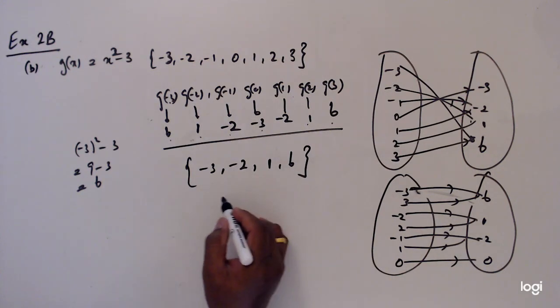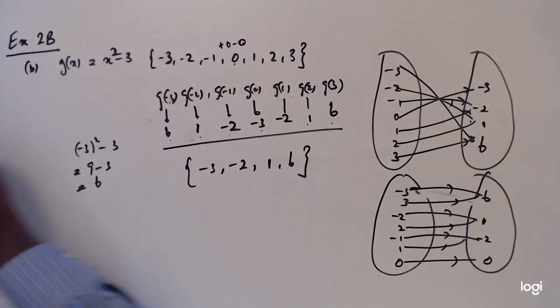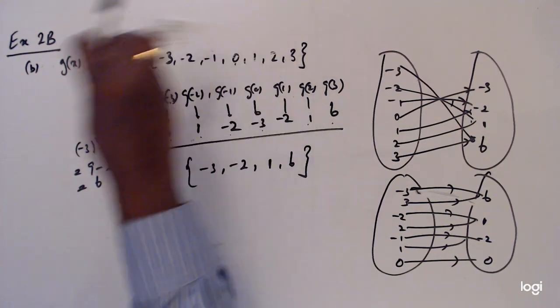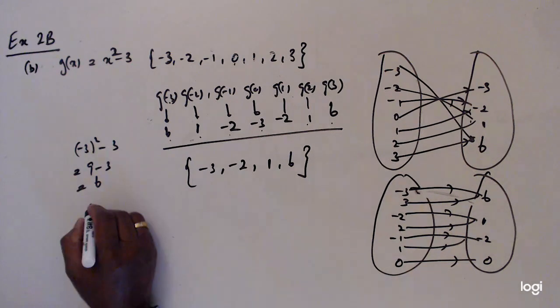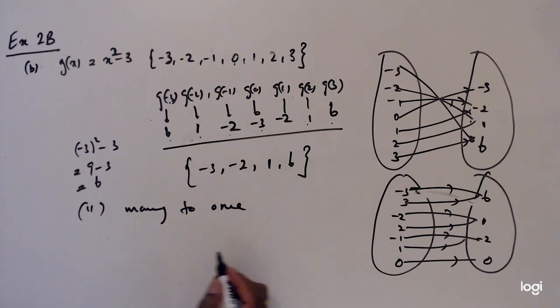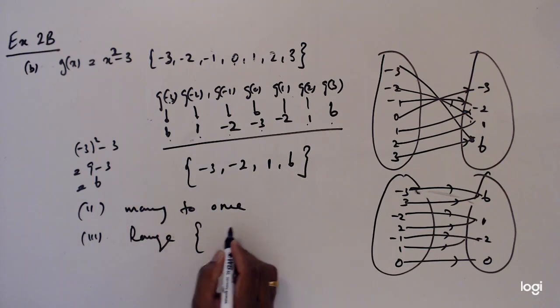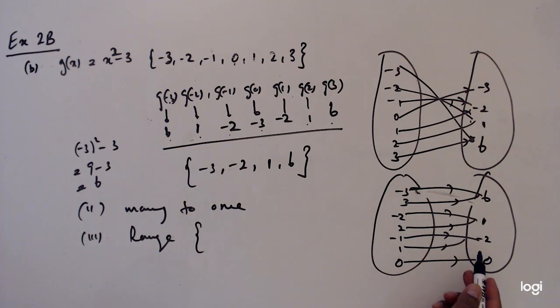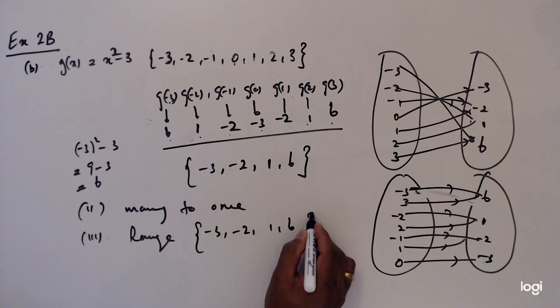If you want, you can write 0 plus 0 and minus 0, which is not relevant, to make it many to one. But overall this is many to one, and the range is going to be minus 3, minus 2, 1 and 6.